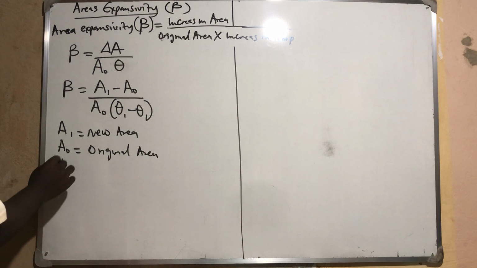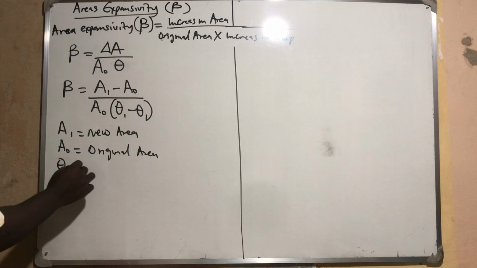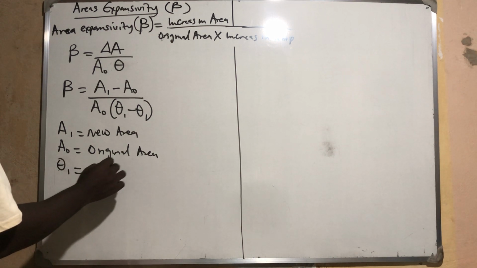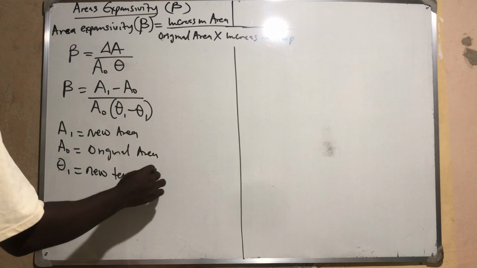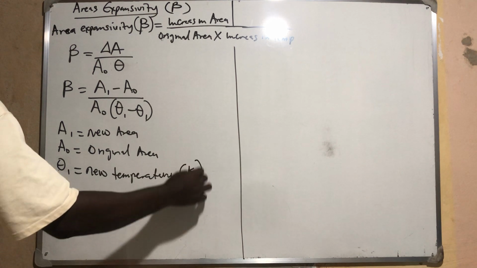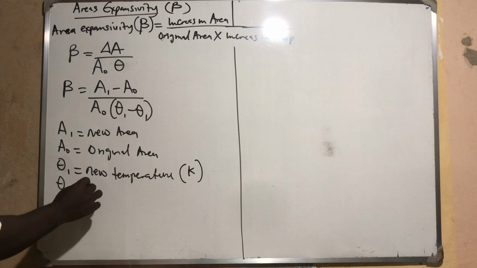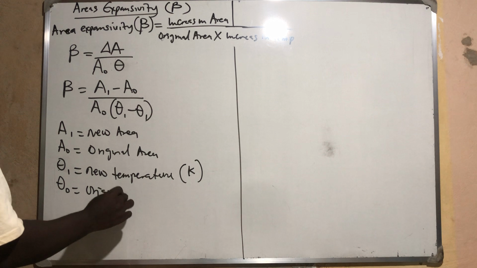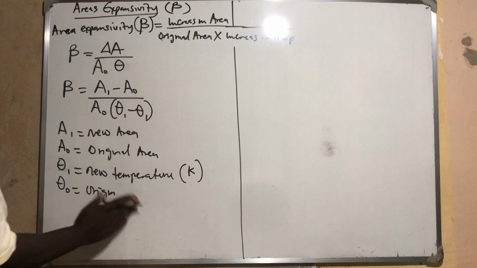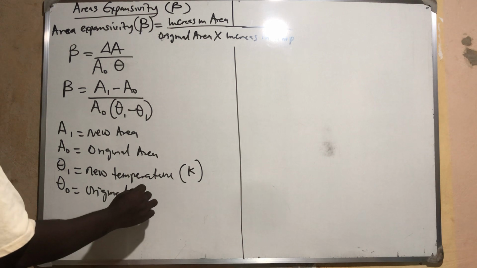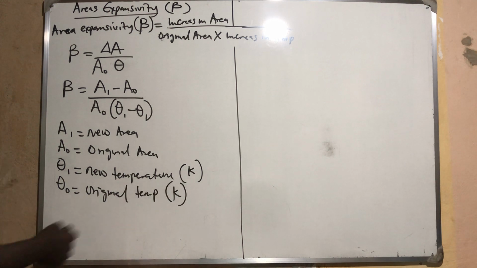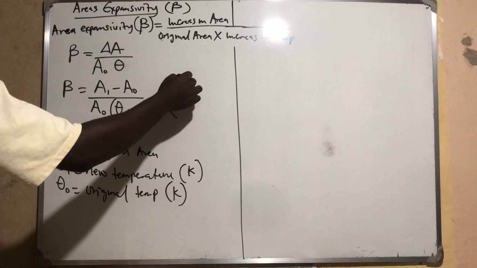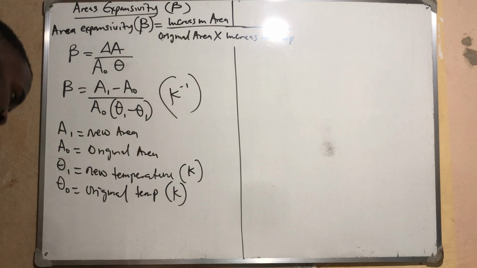Theta 1 is the new temperature, and that new temperature must be in Kelvin. This is the original temperature, and it must be in Kelvin. So area expansivity is equally measured in per Kelvin. Area expansivity is equally measured in per Kelvin.